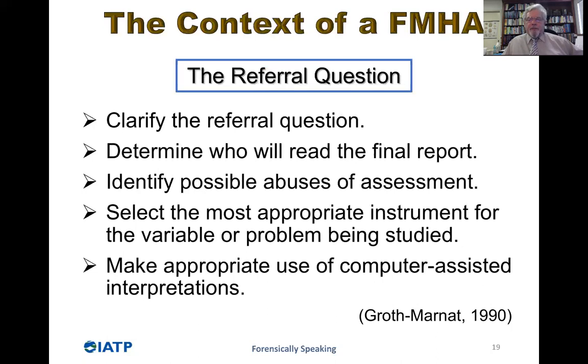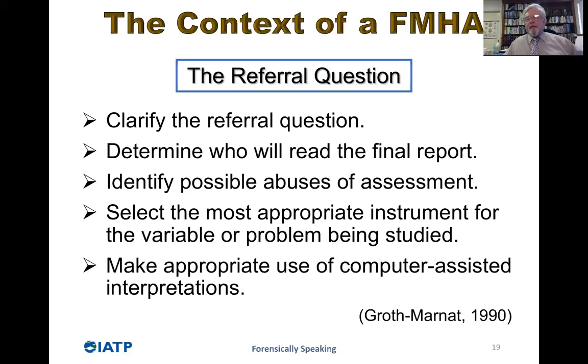They may say something nebulous like, well, I just need to know if the client has any mental health issues. Well, you need to help them to be more specific. Why do you need to know that? How does that play into the accusation or the charge that's been brought to him? What are you looking for specifically?